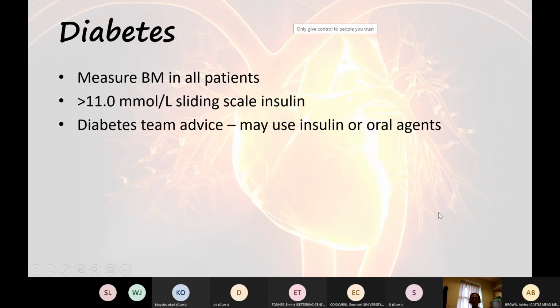Another special case is diabetes. So make sure that you measure BM in all patients, and HbA1c really should be done in all patients just to make sure we're not missing something. If the blood sugar is very high in the acute setting, so over 11, then we should be starting a sliding scale insulin. We don't want excessively tight control. We're not trying to get the blood sugar down to 4. Down to about 7 or 8 is probably about right. But we do need to control it a bit.